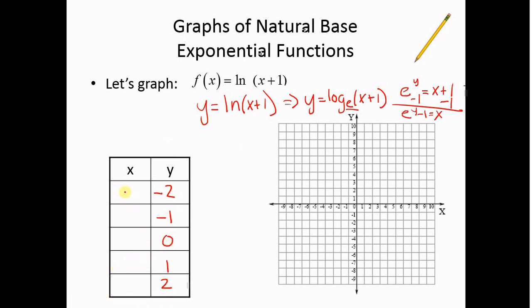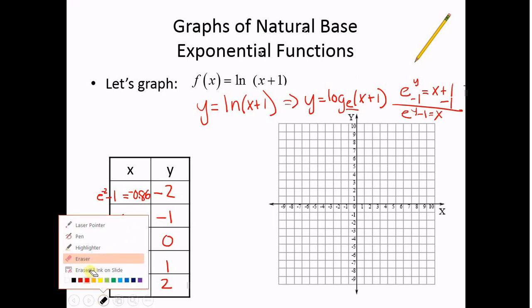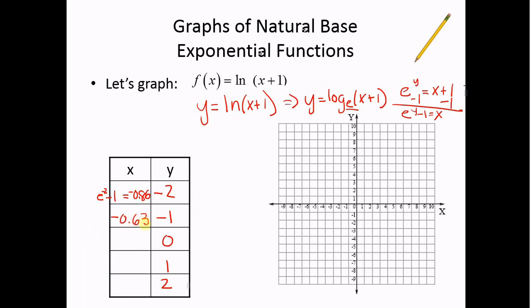So now, if I plug in -2, you're going to get e to the -2 minus 1. That is -0.86, approximately. If you plug in -1, you're going to get -0.63. Plug in a 0, you're going to get 0. Plug in 1, 1.72. And 2, you should get 6.39.